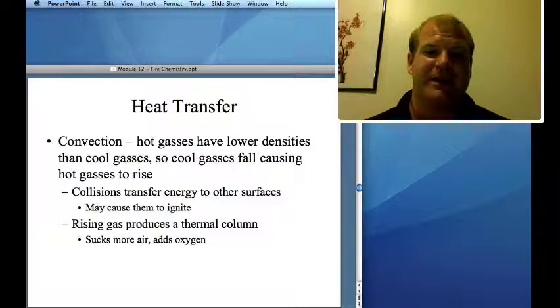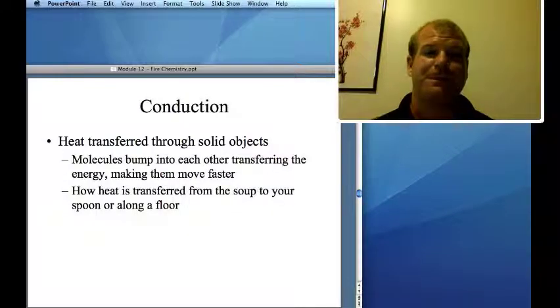And these, by molecular collision, can go to other surfaces. So if you have a fire in the middle of your room, and then the hot air goes to the side of the room, it can catch the air on fire. And this can cause a thermal column, and that will add more oxygen to the equation, and that causes the fire to propagate as well.